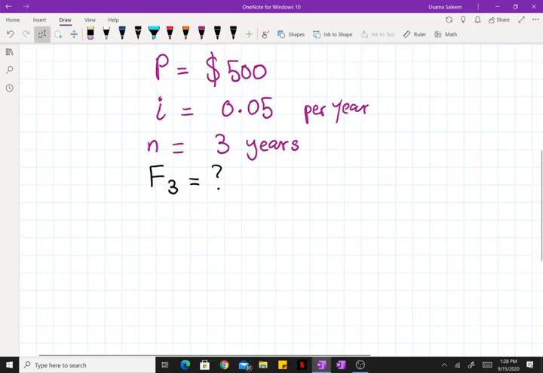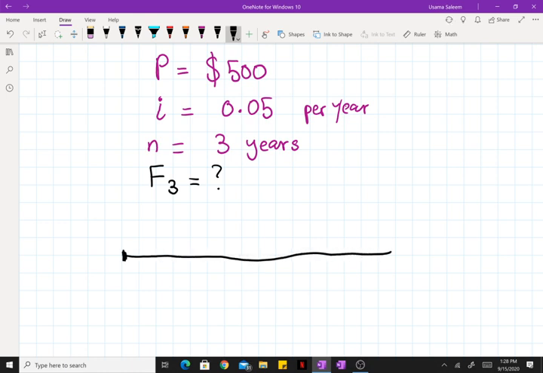Okay. And just to give you a cash flow representation of this problem, year 0, year 1, year 2, and year 3. At year 0, $500 has been deposited. So from your perspective, since you're losing money by giving it to the bank, that's going to be a negative cash flow. And after 3 years, you're going to withdraw that money. Once you withdraw it, that money comes into your pocket, hence that's going to be a positive cash flow.